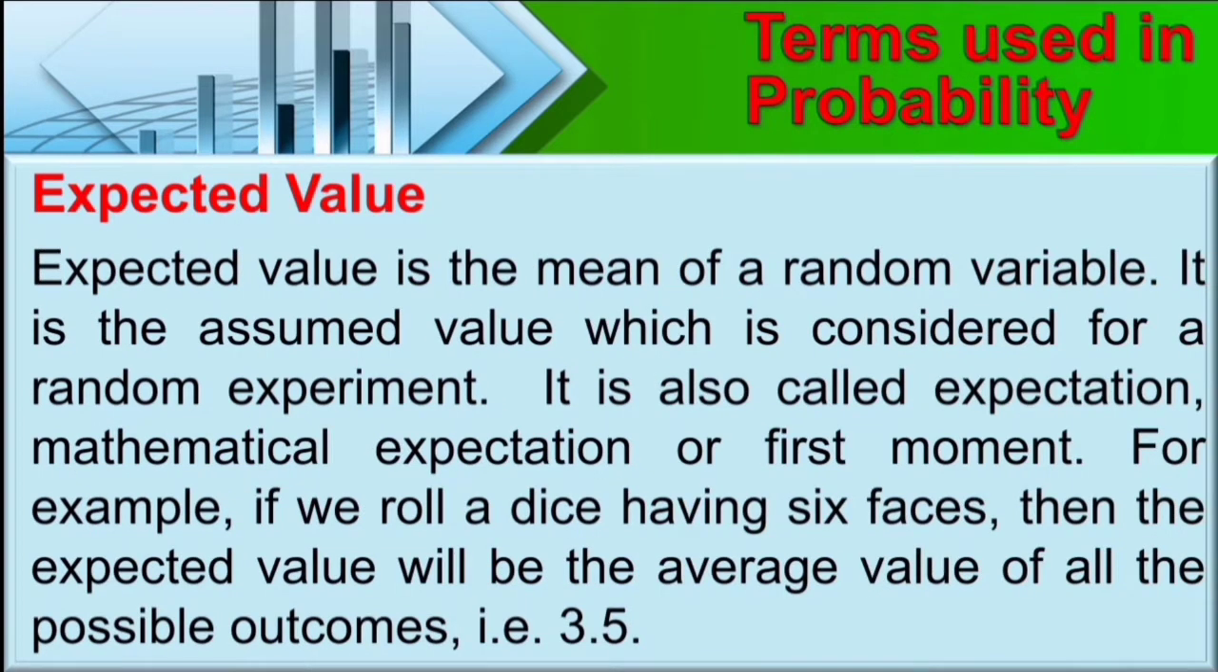Term used in probability. Expected value. Expected value is the mean of a random variable. It is the assumed value which is considered for a random experiment. It is also called expectation, mathematically expectation or first moment. For example, if we roll a dice having 6 faces, then the expected value will be the average value of all the possible outcomes, such as 3.5.